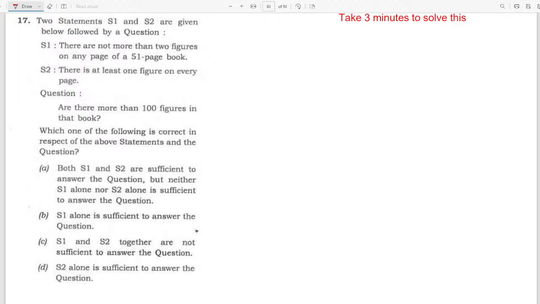We'll see, most of them have got option C, but there is one answer, B. So this is a data sufficiency question. We'll see how to go about this question here.